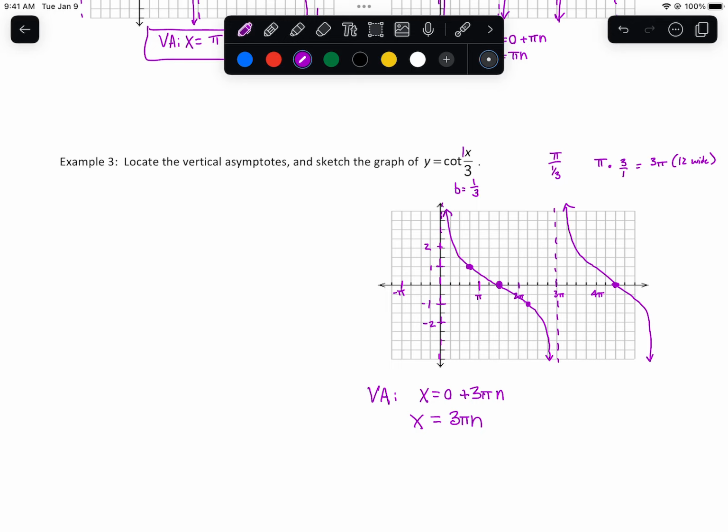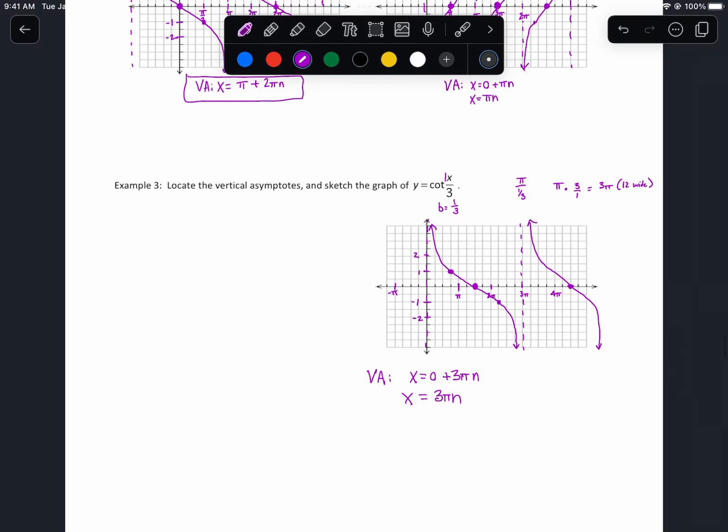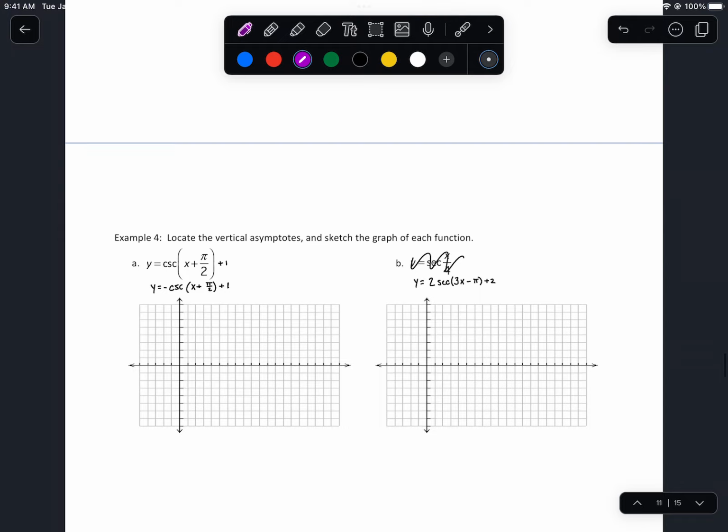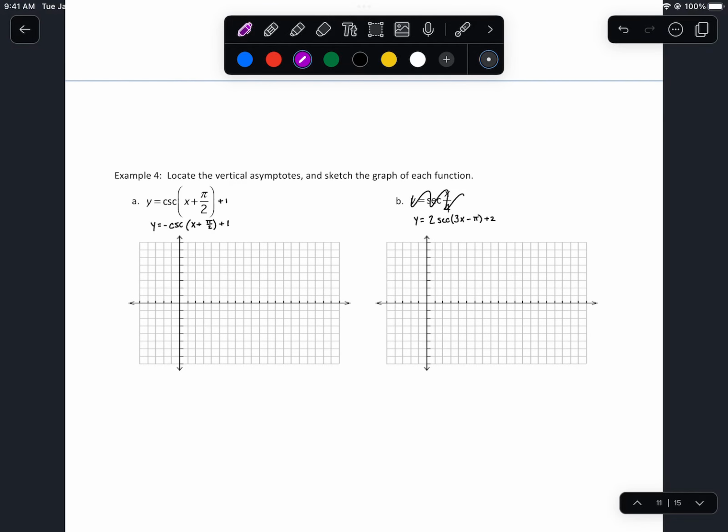I believe that is going to be it there for tangent and cotangent. So we will finish up here with a couple of examples with cosecant and secant. These get a little advanced, so just watch out.